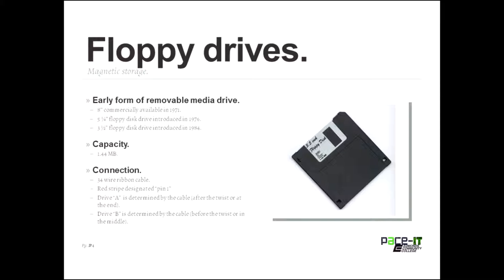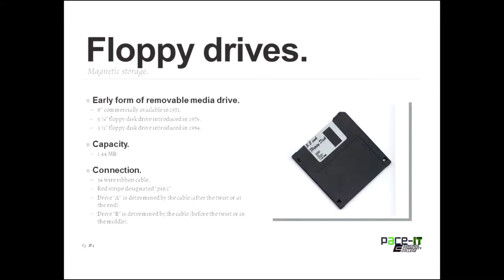The connection for the floppies internally was a 34-wire ribbon cable. A lot of them were not keyed. The ribbon cable had a stripe, a red stripe down one side. That was the pin one side. So you had to know which pin was pin one on your floppy drive and on your floppy disk drive interface on your motherboard so that you could insert the cable correctly.